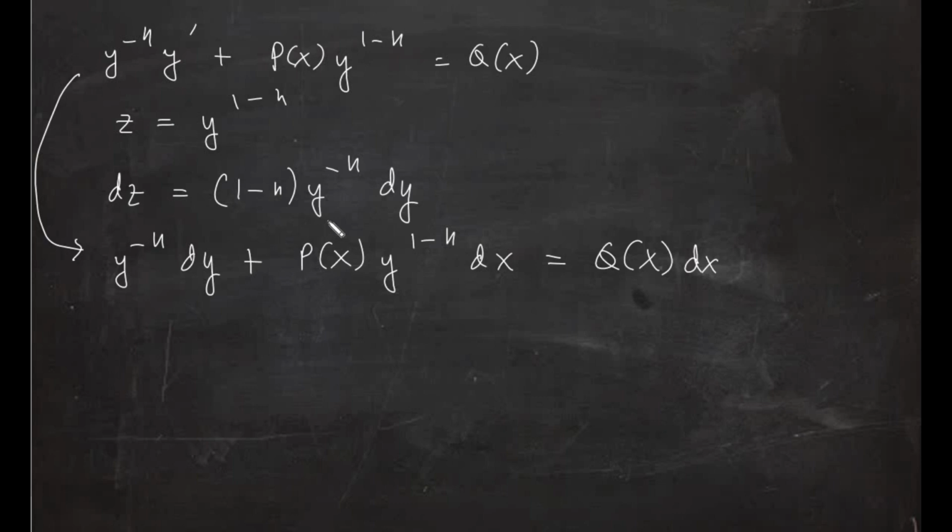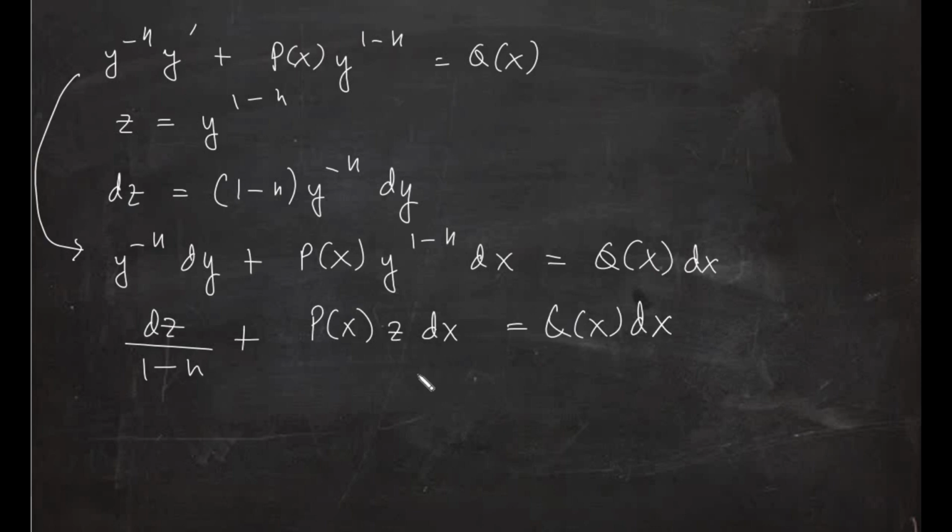As you can see here, y raised to negative n times differential y can be differential z over 1 minus n. Then plus, y raised to 1 minus n is z, so p of x times z differential x is equal to q of x dx. So what do we now have here? This is already a linear differential equation.